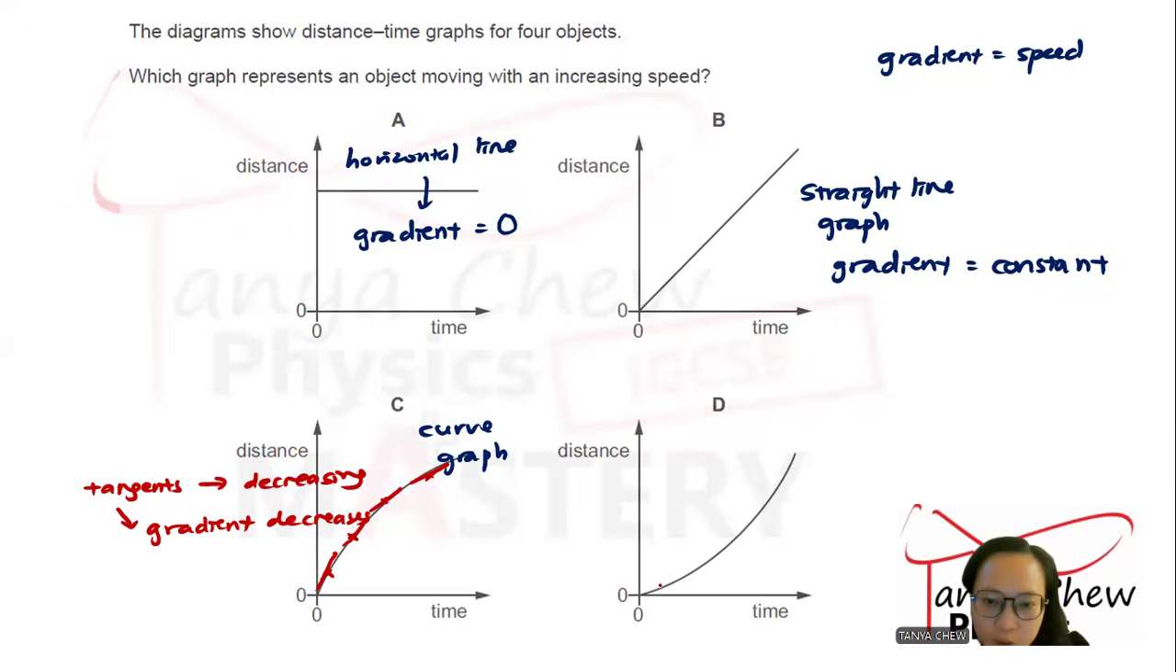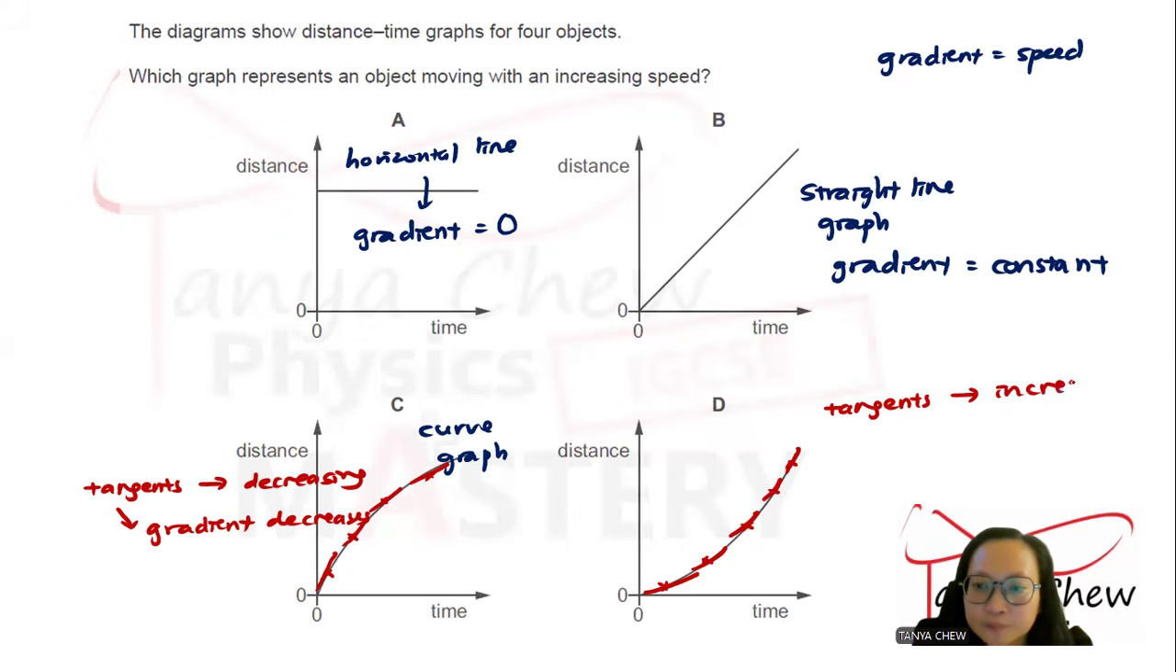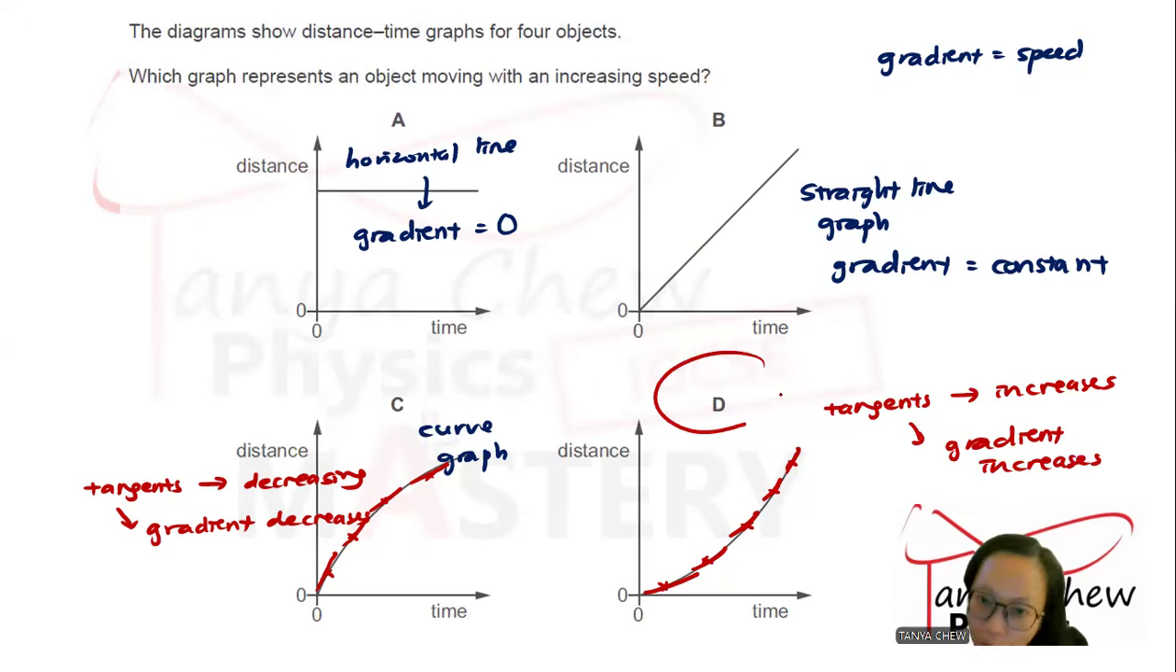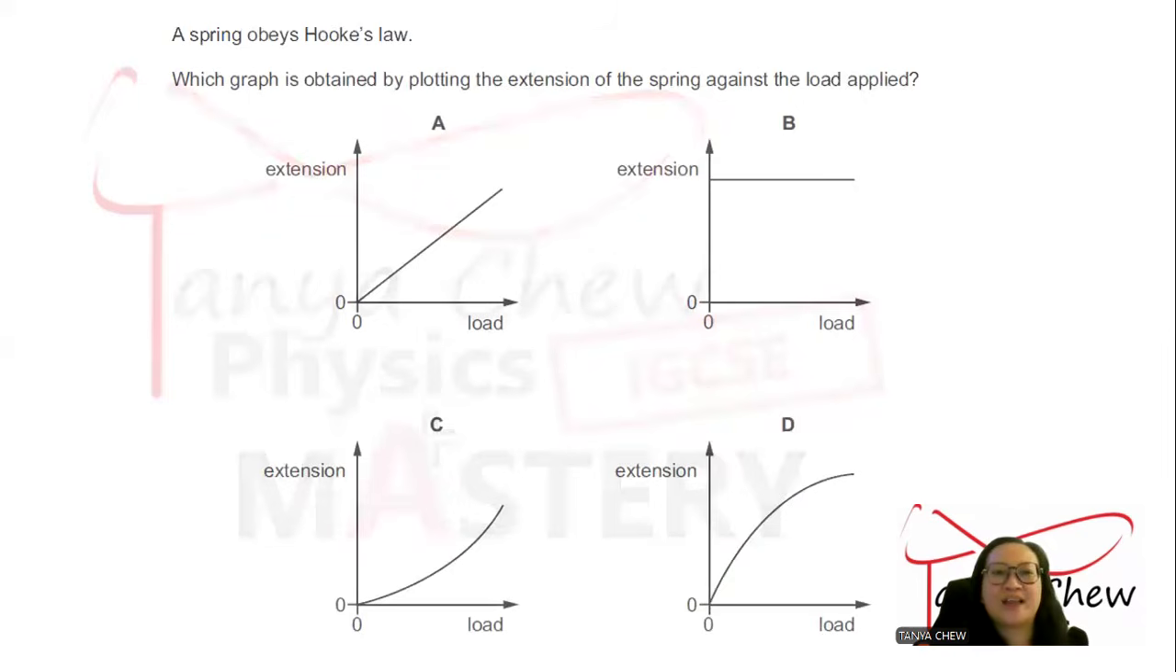What about D? D is also called a curve graph. So if you want to see whether the speed or the gradient is increasing, you draw a tangent. If your tangents are getting steeper, towards the y-axis, distance, right? That also means the tangents are increasing. When the tangents are increasing, it also means that the gradient increases. Gradient represents speed, so the speed is also increasing. Okay?